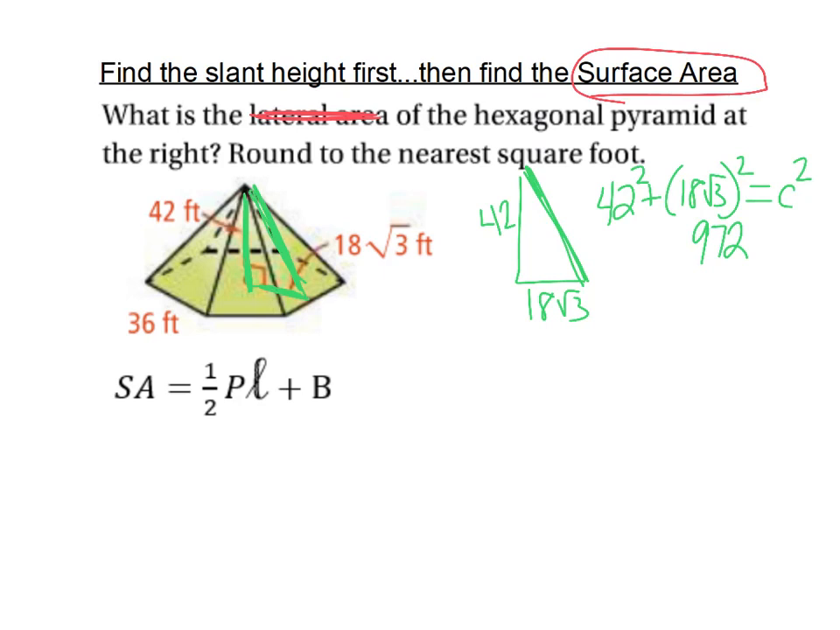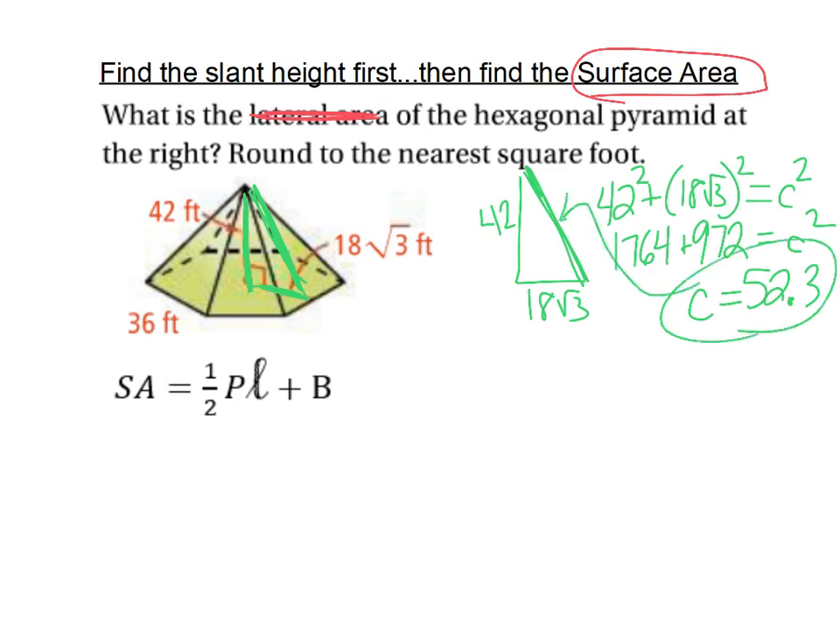42 squared is 1764. Let's add those together and square root it. All right, this did not come out quite as nice. I have a 52.3, and that is the slant height. So that would go right there. But ultimately, that's your slant height right there.